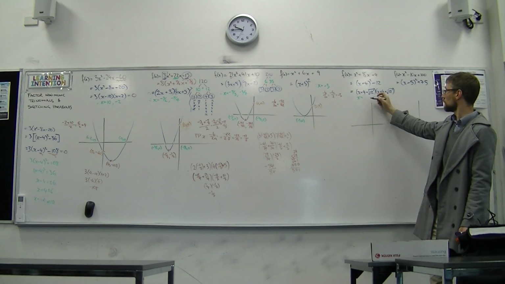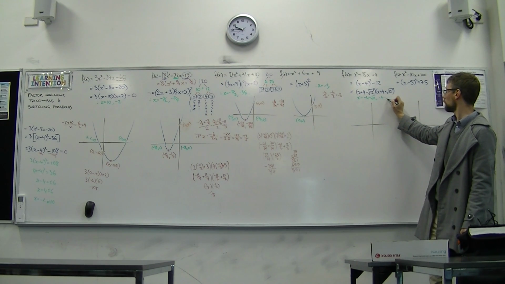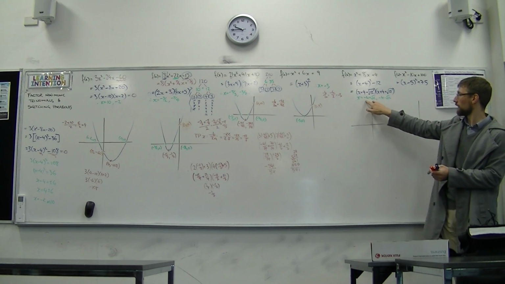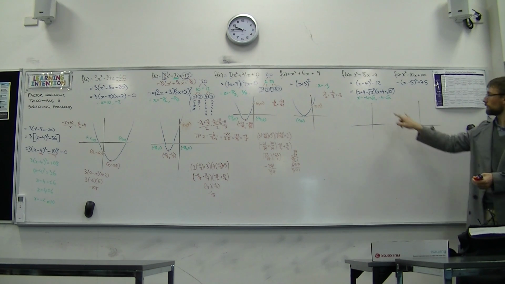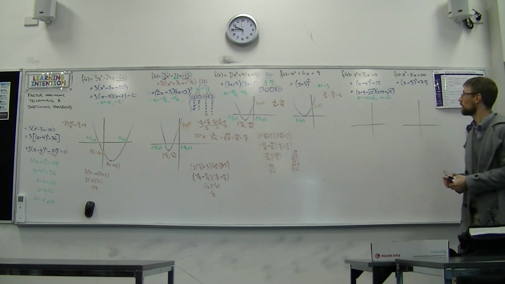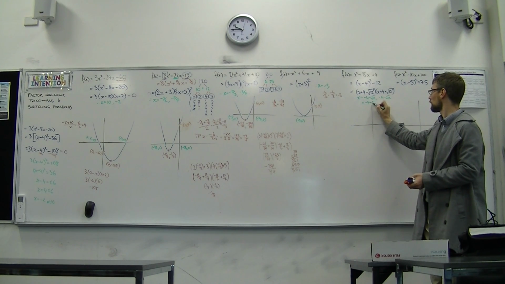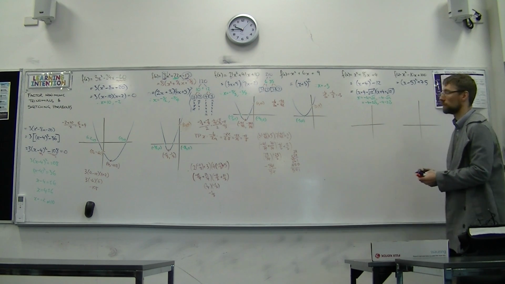Anyway, cool, this guy we get negative 4 plus root 12, and negative 4 minus root 12. How do we figure out where these are on the number line? Turn them into surds. We should simplify them anyway. So we get negative 4 plus 2 root 3, and negative 4 minus 2 root 3.